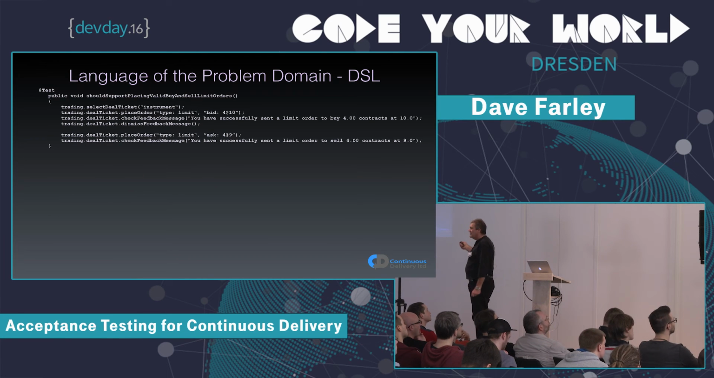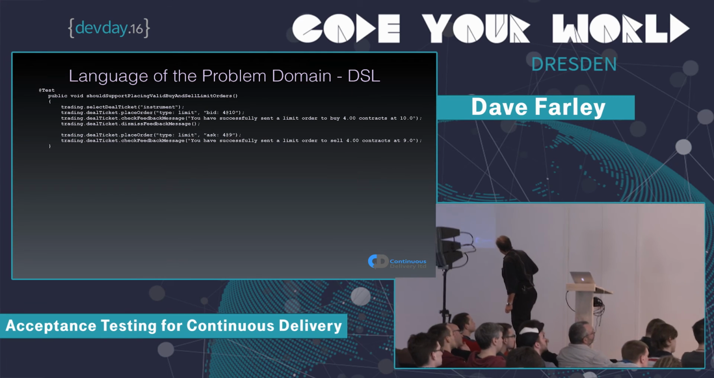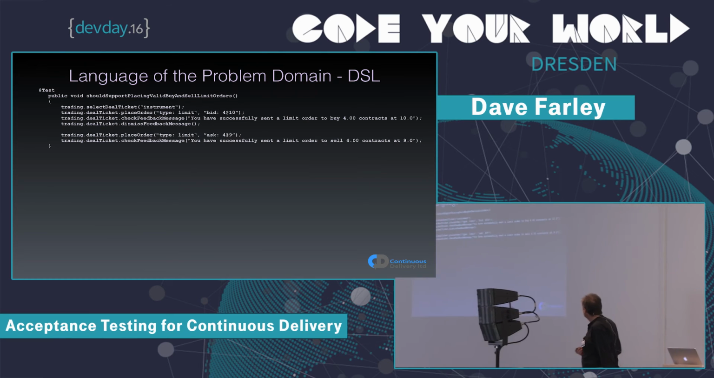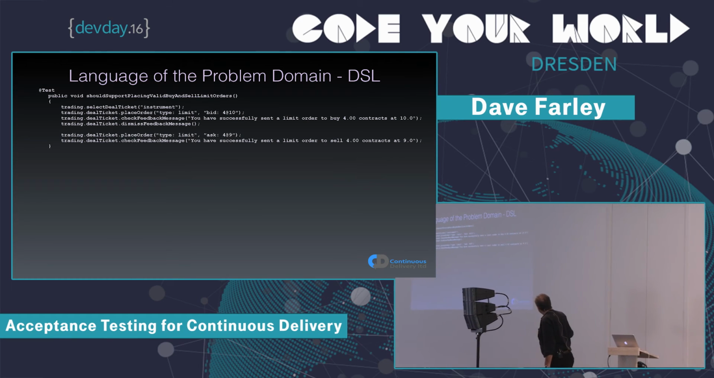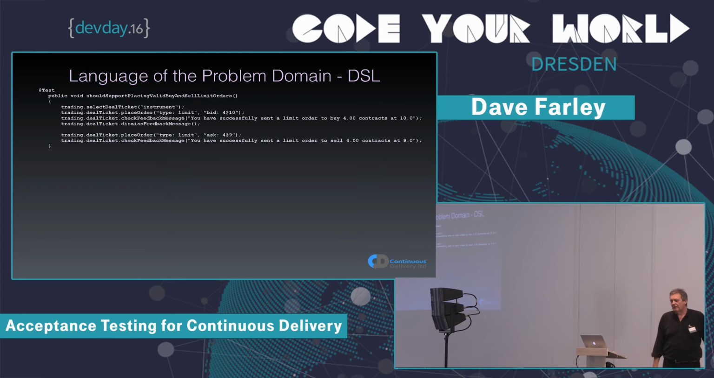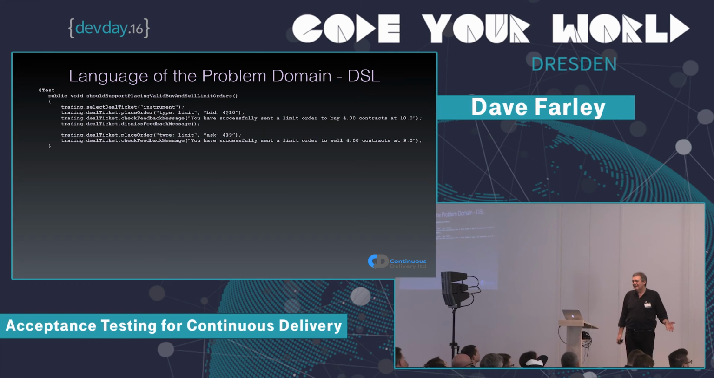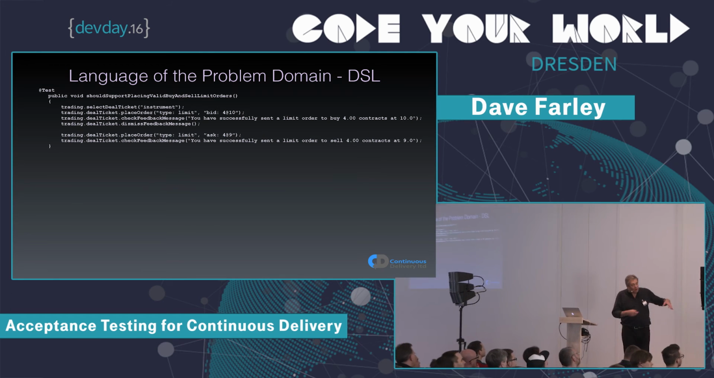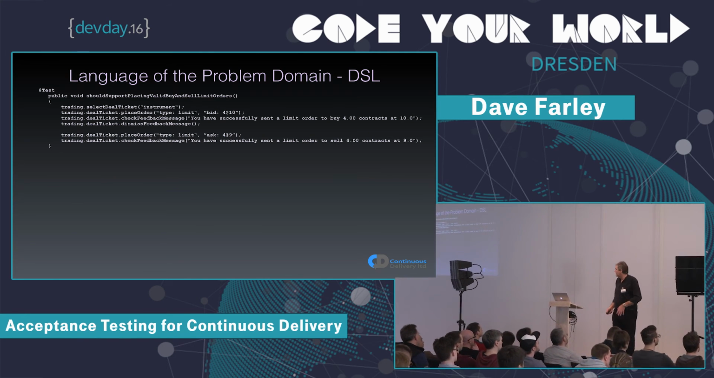And basically what this is saying, if you can read the words, is we're going to select a thing called a deal ticket, which is part of the user interface. We're going to place an order. We're going to check for a feedback message, and we're going to dismiss the feedback message, place another order, and check for another feedback message. So you could imagine a product owner, or even a user of the system, understanding this scenario. It's not really very technical, it's not really very complicated. Underneath, there's a lot going on.